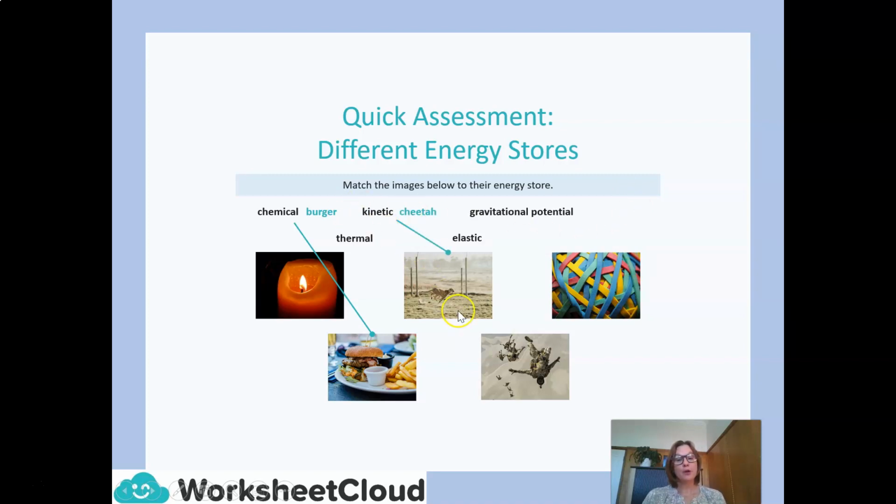The energy of motion is in the cheetah. That would be kinetic energy. The gravitational potential energy is in the parachute, because of the pull of Earth's gravity. If you were not using a parachute, I think you would fall pretty hard to the Earth's surface, due to the pull of gravity.